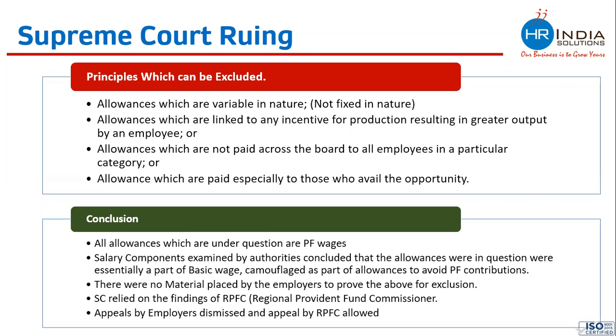And third is allowances which are paid especially to those who avail the opportunity. This again comes under target based incentives or sales incentives, which are paid to only a fewer set of employees who are eligible to get those allowances. So all these allowances mentioned above can be excluded.